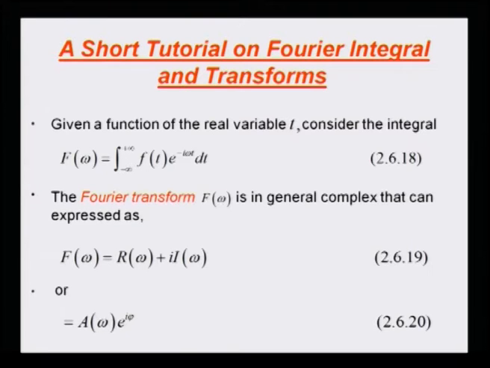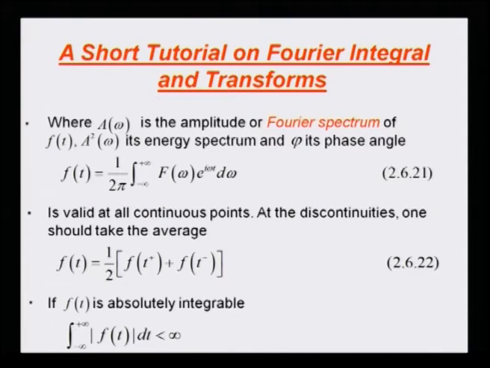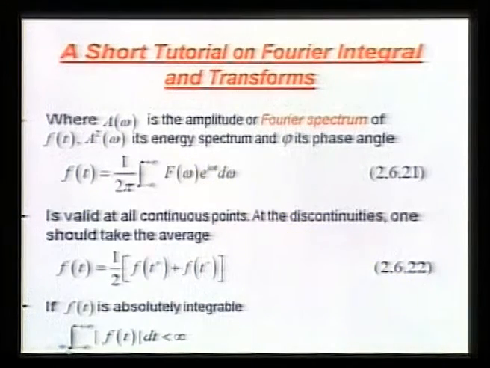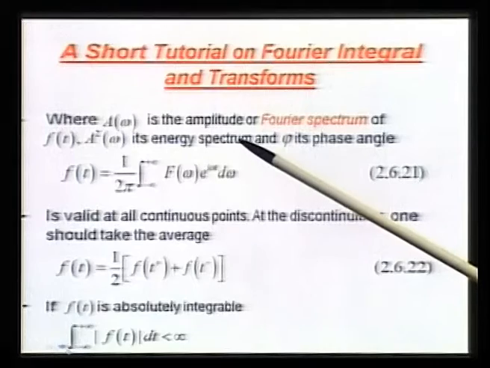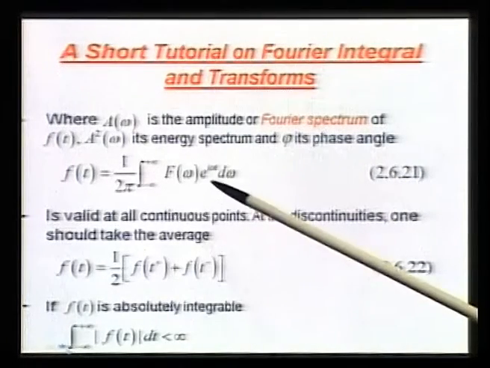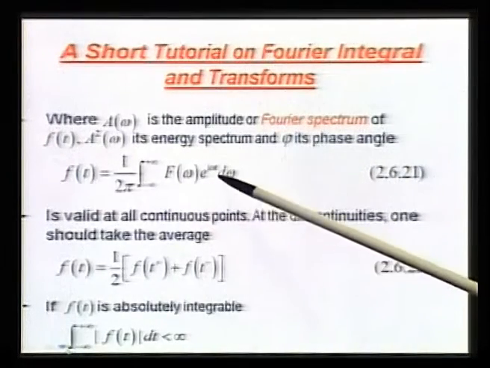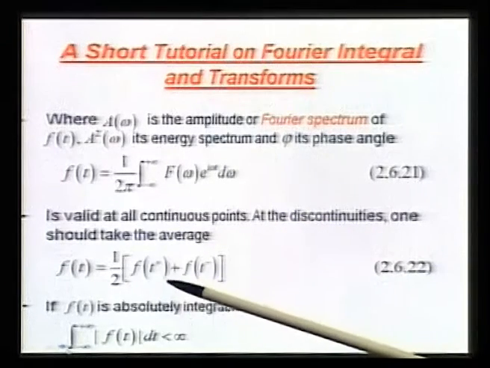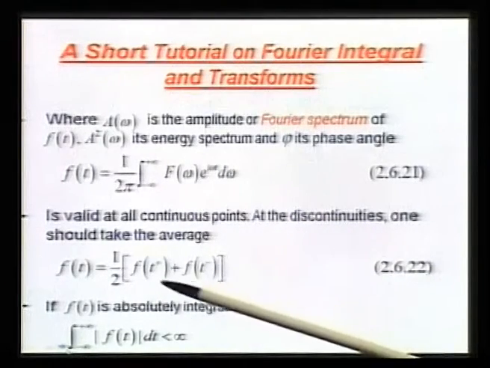Now, we did spend a little time talking about this. A of omega is the amplitude or the spectrum, whereas A squared would correspondingly be the energy. That is what is called the energy spectrum, and phi is the phase angle. We talked about it, that this representation is valid at all continuous points. At discontinuities, we take the average of the right hand and left hand limits.